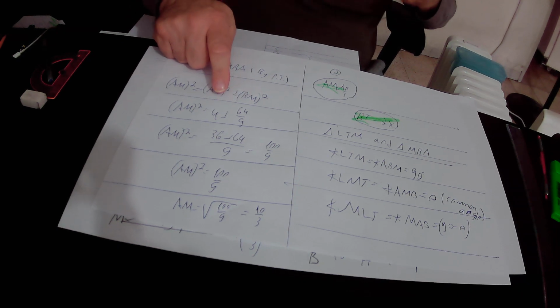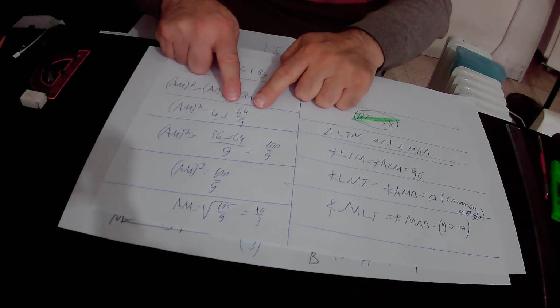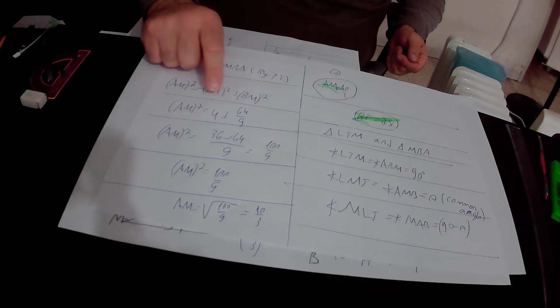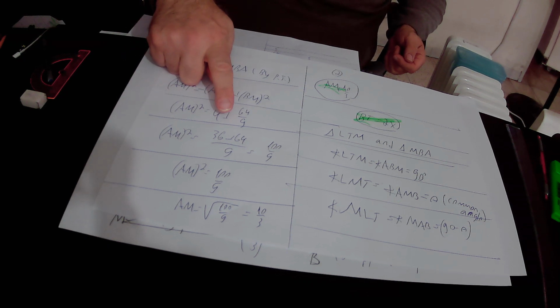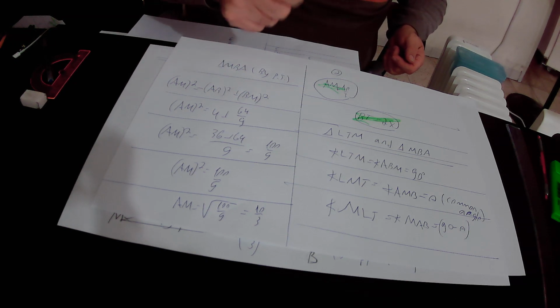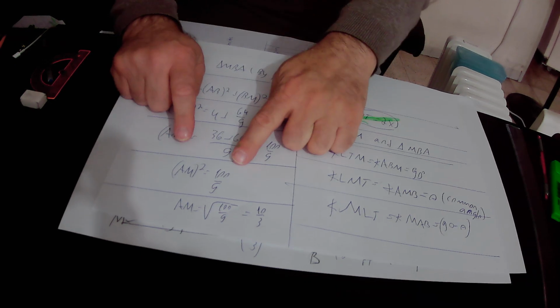Here we multiply 4 by 9 and then we divide it by 9 in order to overcome the fraction with 64 over 9. And we found that AM squared equals 4 times 9, which is 36, plus 64, divided by 9. 36 plus 64 is 100, divided by 9. So in conclusion we found that AM squared equals 100 over 9.